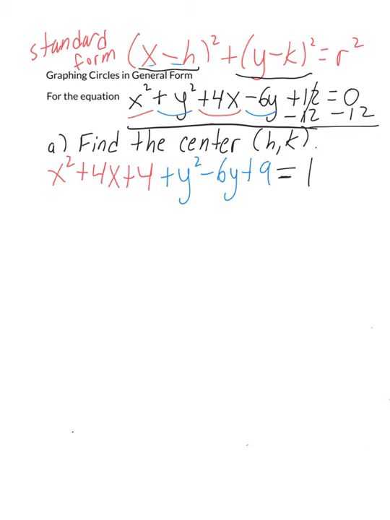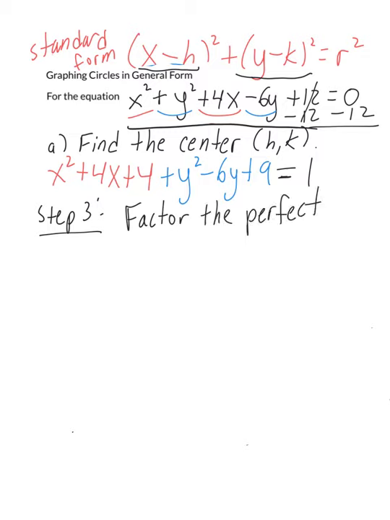All right, so the whole point of completing the square is to get these perfect square trinomials that we said will factor into a very special way. So step 3, the last step to get it finally in standard form, is to factor the perfect square trinomials. So factor means to rewrite in a multiplication format.